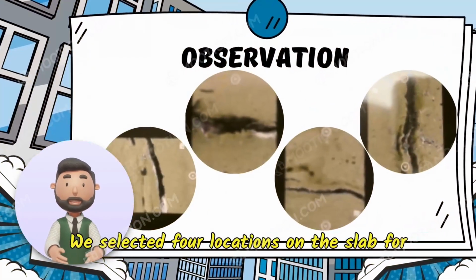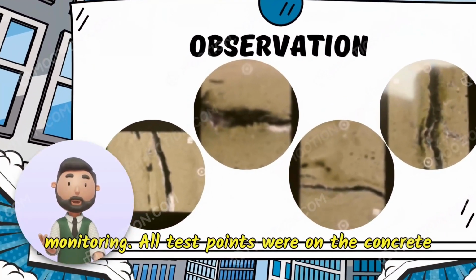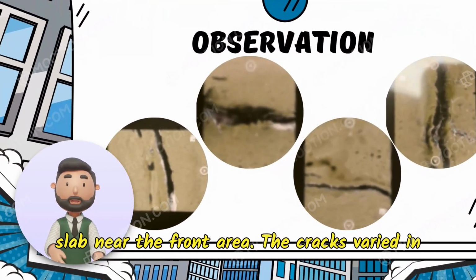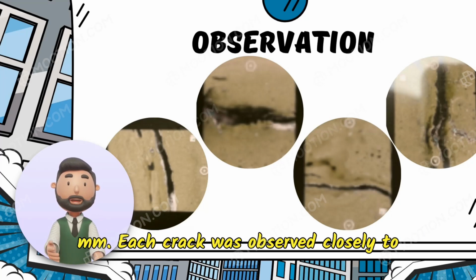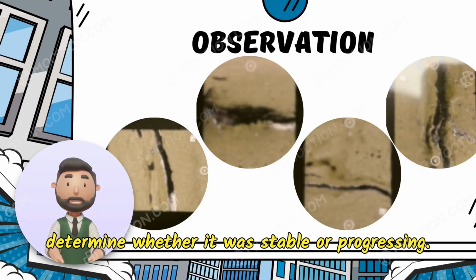We selected 4 locations on the slab for monitoring. All test points were on the concrete slab near the front area. The cracks varied in size, with widths ranging from 0.10 millimeters to 0.65 millimeters. Each crack was observed closely to determine whether it was stable or progressing.